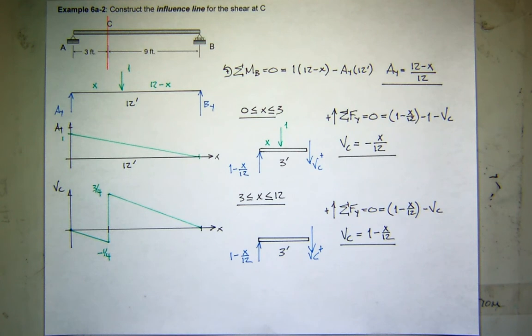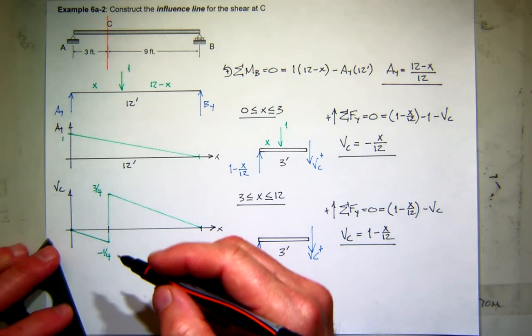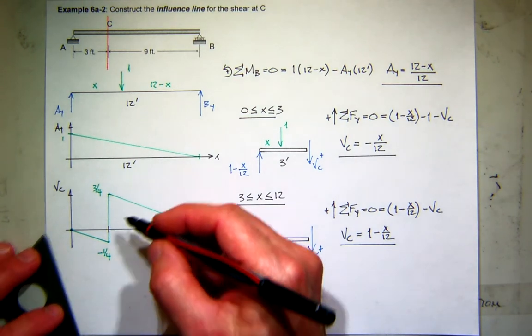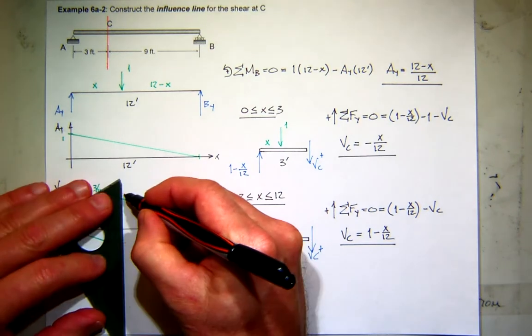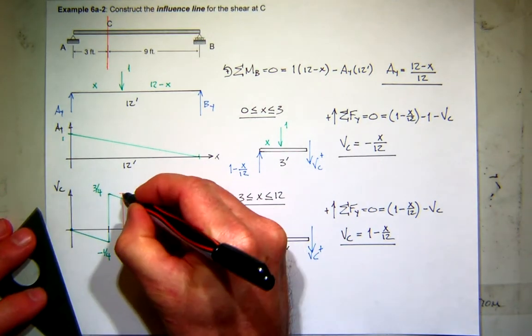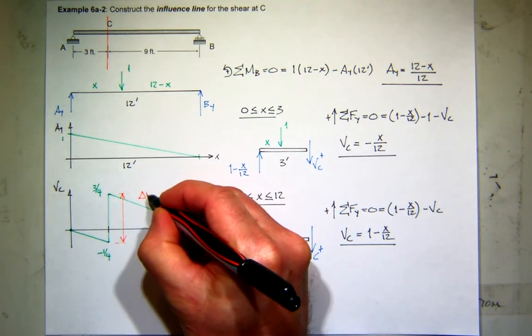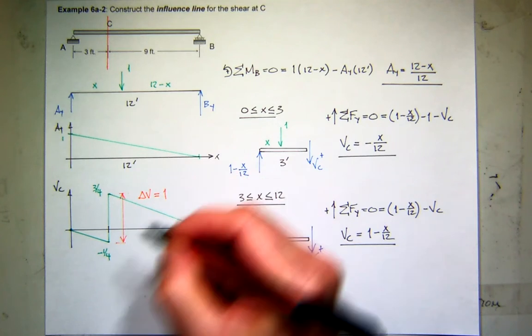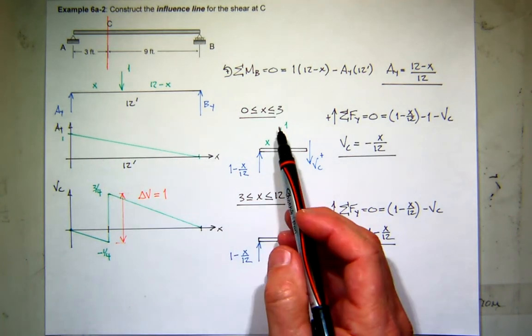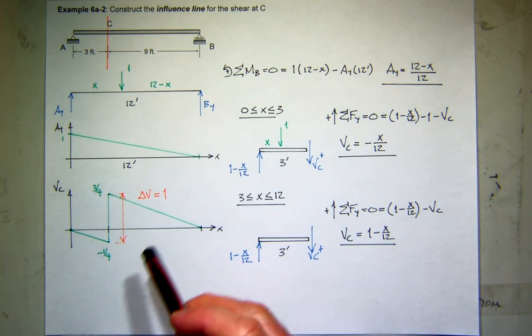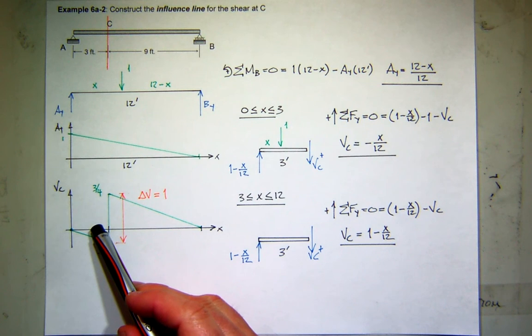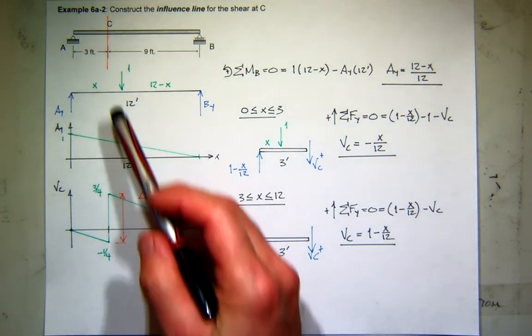Hey, Dr. Kent, what causes it to go back up to 3/4? I mean, I know we have the equation. Well, I'm glad you brought that up. If we look at that particular value right there, what's the change in shear there? What's the value of our load? 1. That's always going to be true. As you go from one side of the point to the other, the shear will change exactly the amount of the load.